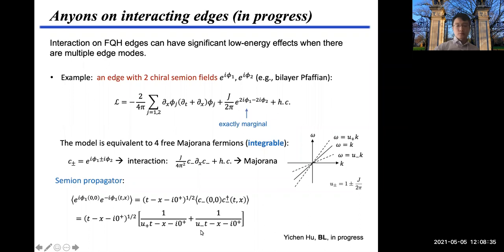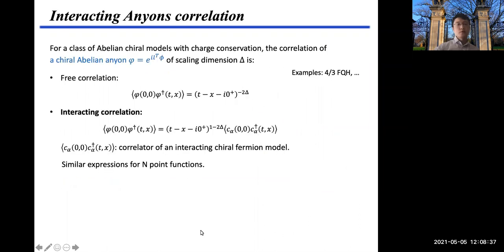Yeah, so this is an integrable example. In general, for a class of Abelian chiral modes with charge conservation, we could show a general conclusion: the correlation of chiral Abelian anyons of some scaling dimension can be calculated in terms of fermion correlators. Basically, in this case there is generically a way to map the model into some kind of fermion models.